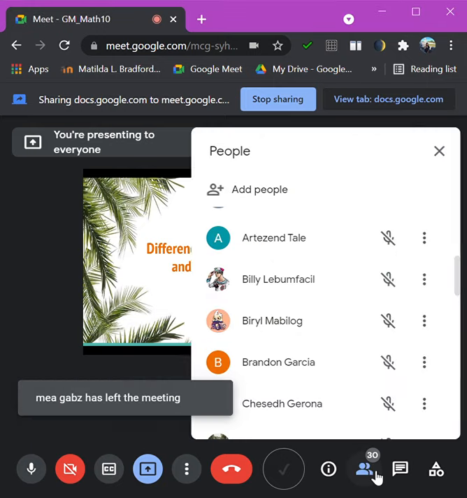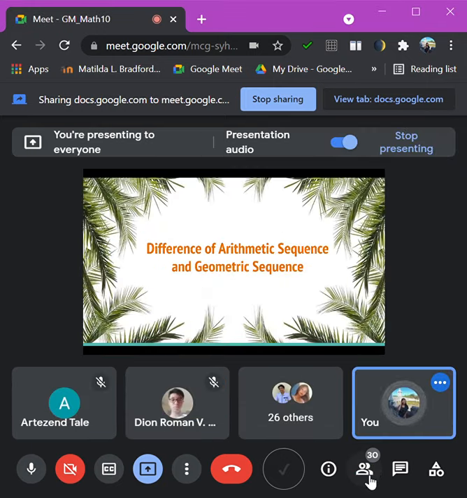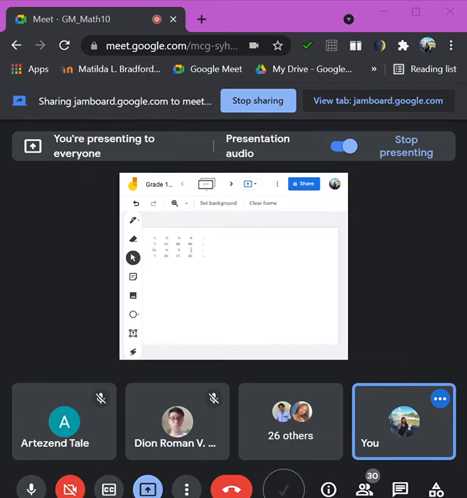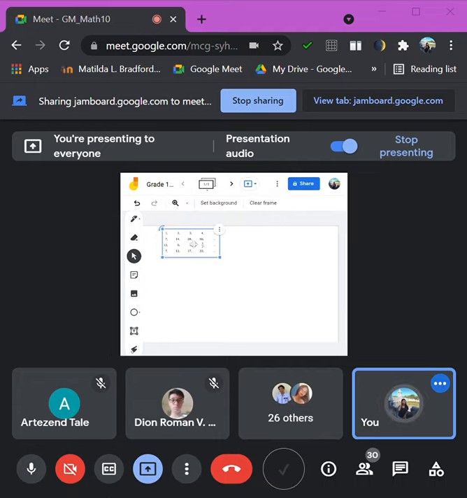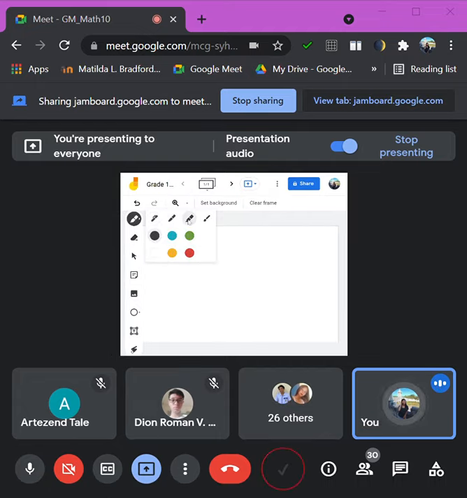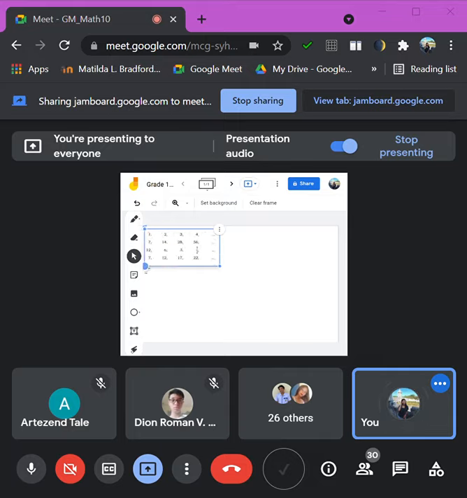Tale and Nara. So now at this time, I want you to determine if sequences here are arithmetic or if it is a geometric sequence. Makita ra ba ninyo or it's a little small lang? Okay, ano na.